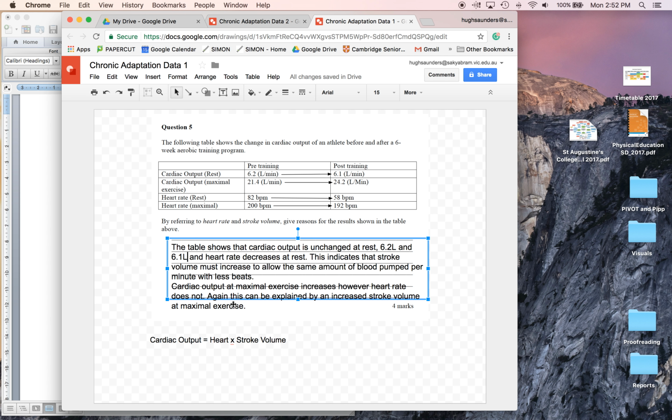That's probably a 4-mark answer. I've been able to refer to heart rate and stroke volume. I've mentioned both of those in my answers, giving the reasons for the results in the table above. I've shown my knowledge of the table, and I have given an explanation around why this is happening. Okay, so that's the first example.